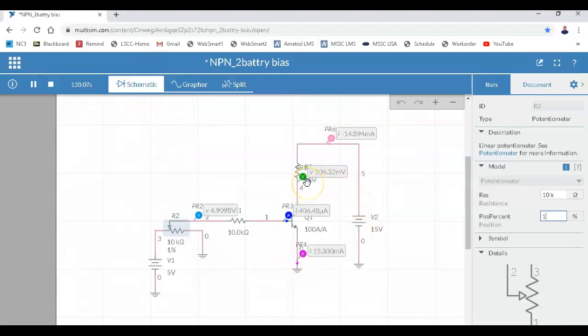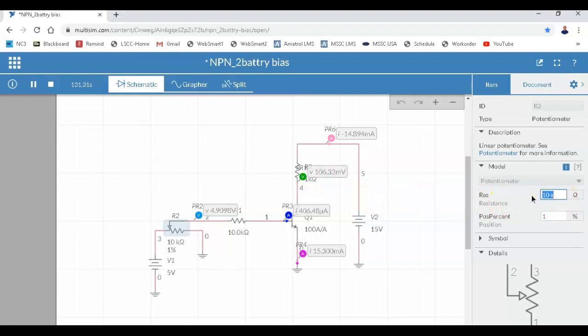So this is the voltage drop across the transistor. The transistor's only dropping 106.32 millivolts. So this guy is saturated, right? You understand that? It's saturated because we're only dropping 100 millivolts across the transistor.